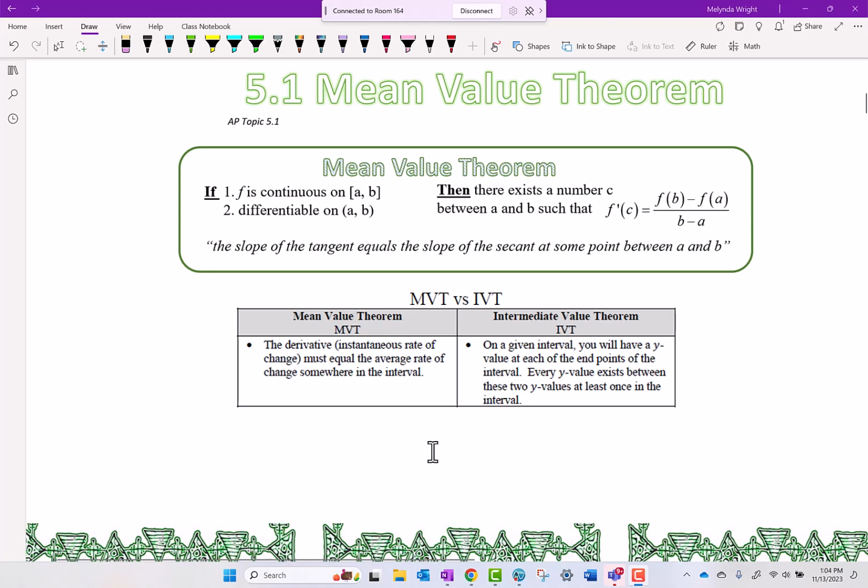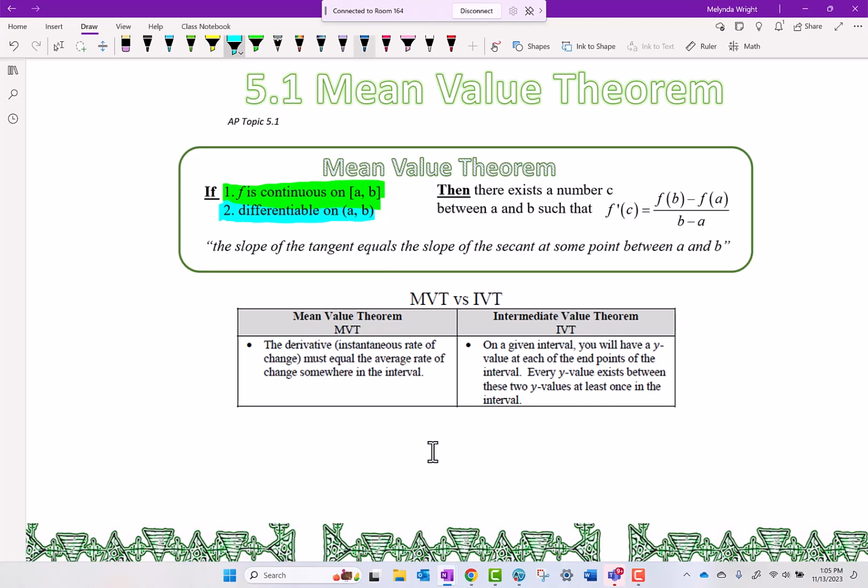So the first thing I want to do, I want to talk about the mean value theorem. We're going to go through some criteria. In order to use the mean value theorem, you have to have two things that are true. F, the function, has to be continuous on the closed interval. Okay, that has to be true. The second thing that has to be true is f has to be differentiable on the open interval. So those are criteria for being able to use the mean value theorem.